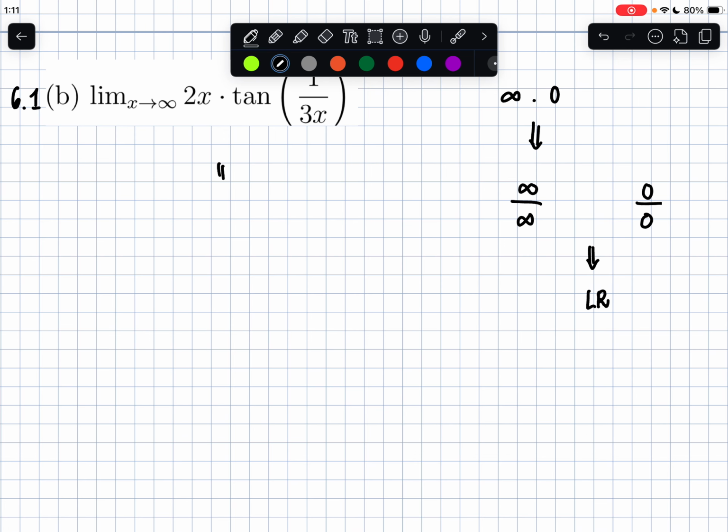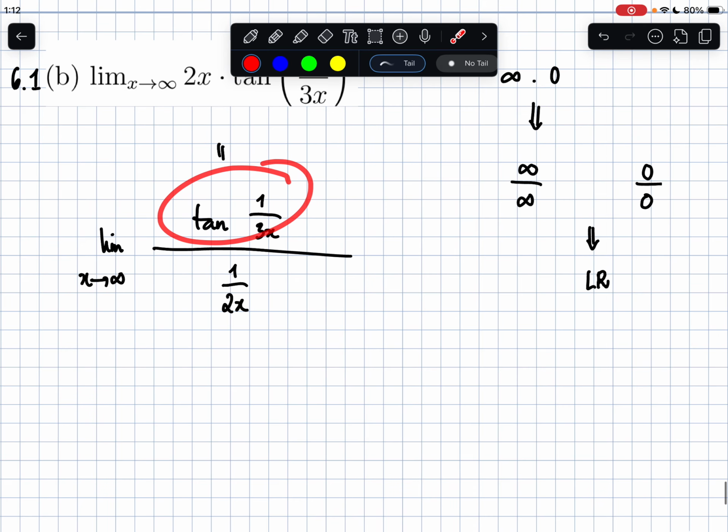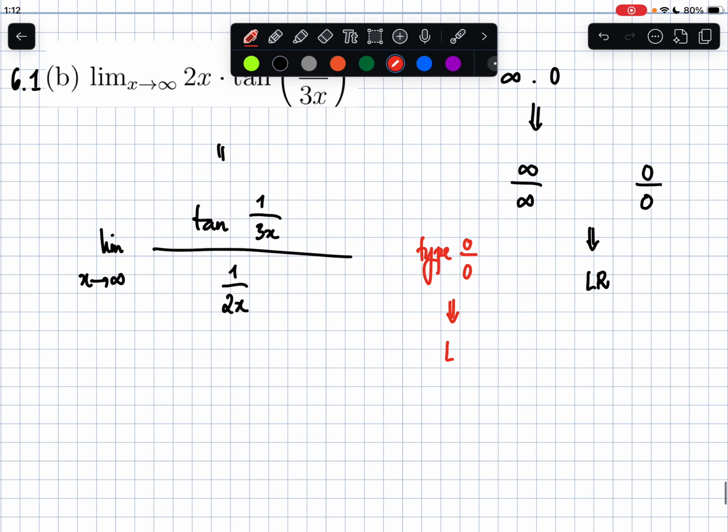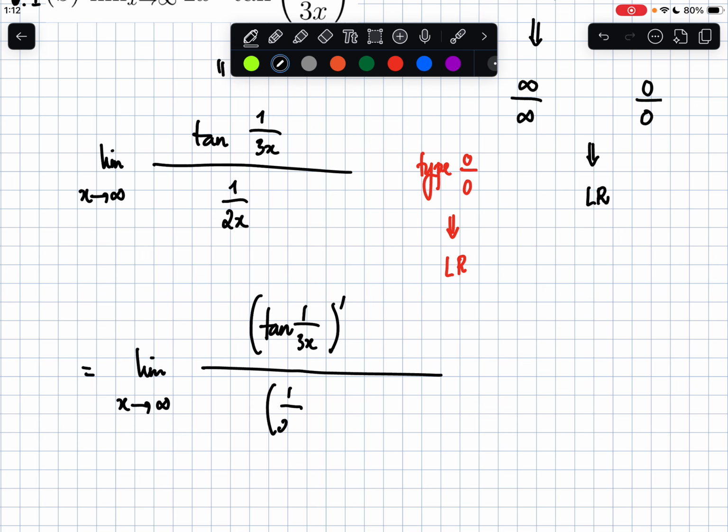I prefer to have tangent up there, so I write the limit as x tends to infinity of tangent of 1 over 3x, and down there we have 1 over 2x. Now we have 0 over 0, so we can use L'Hopital's rule. By L'Hopital's rule: limit as x tends to infinity of the derivative of tangent of 1 over 3x, over the derivative of 1 over 2x.